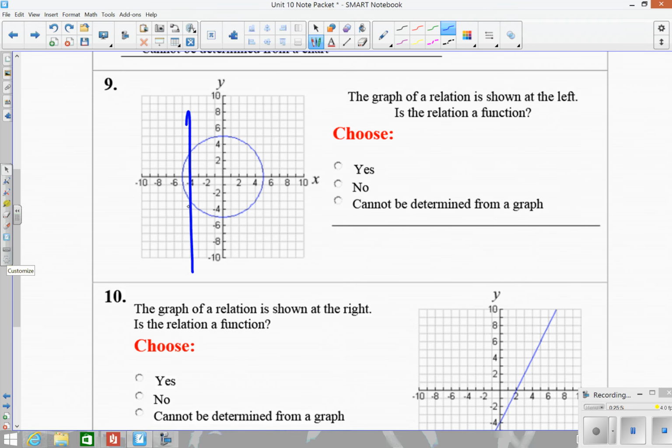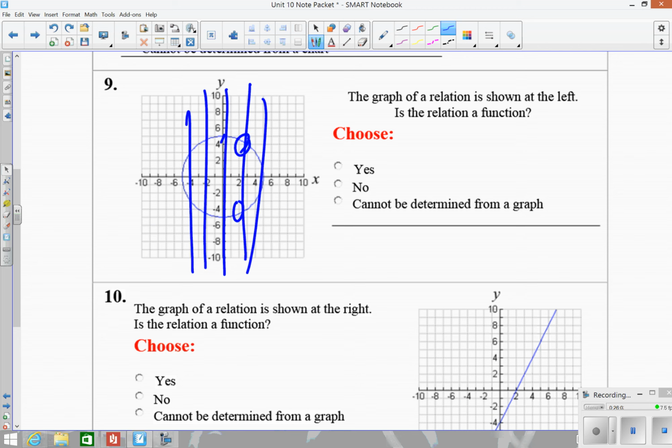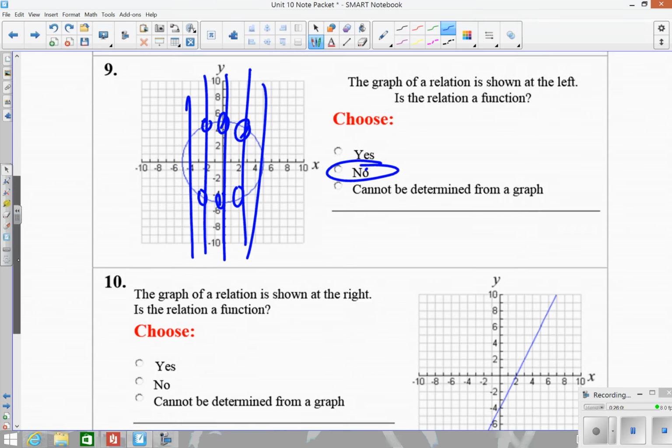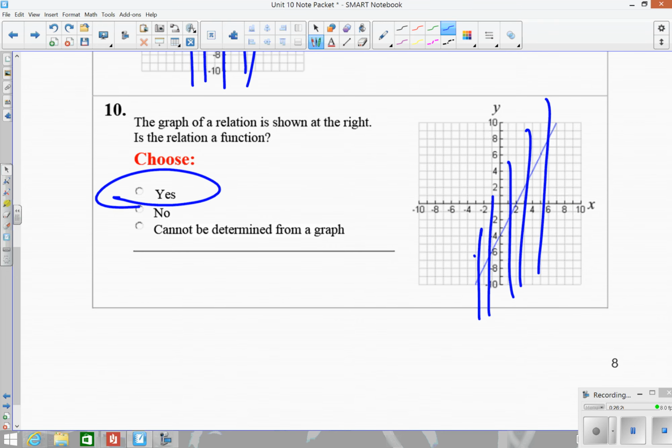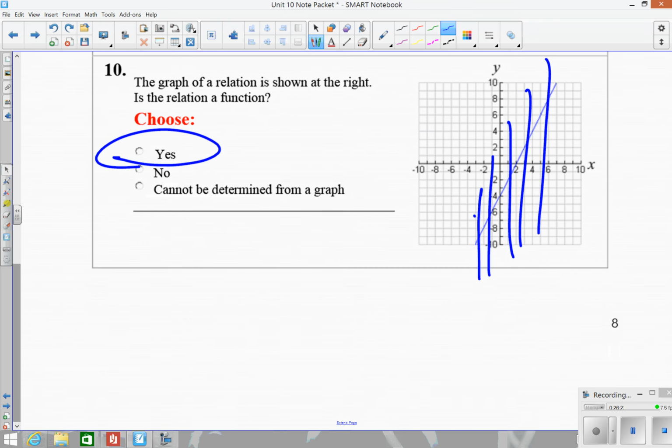This is not a function because many times it fails the vertical line test. There are several vertical lines where it would cross more than once, so no, not a function. And last but not least, is this a function? Yes, it is. Any line is going to be a function, because if you draw any vertical line, it will only ever hit once. So hopefully you got almost all of those right, if not all of them. And that's it for basically determining if things are functions or not.